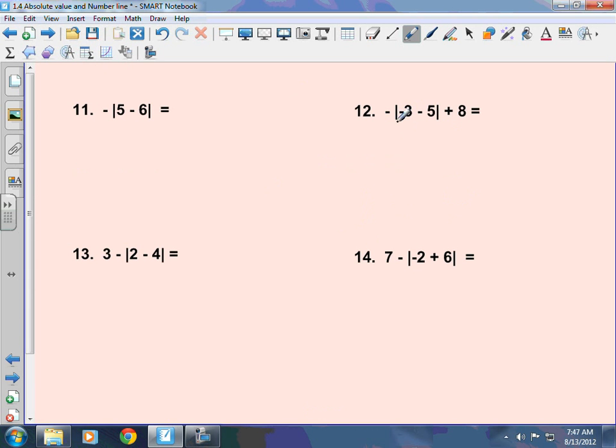This is why it's important to go one step at a time. This negative has not been used yet, so it's going to come down. Okay? I'm going to write a nicer negative. Then I'm going to have my absolute value bars, and then my +8. Now, -3 minus 5. Do these two numbers have the same sign? Yes. When the numbers have the same sign, you add the numbers.